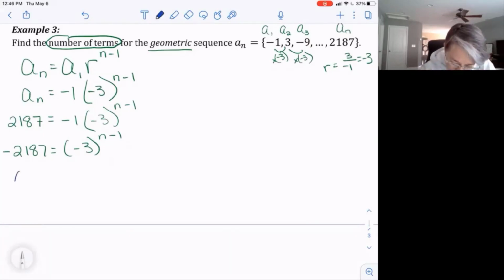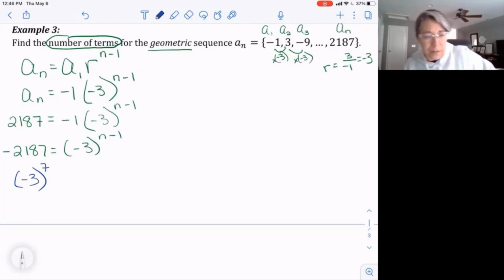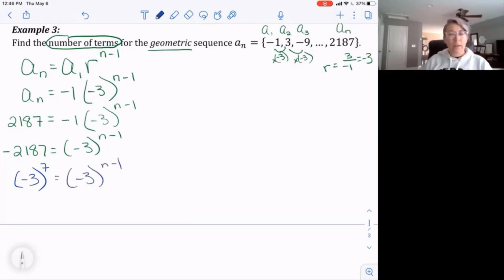So we can write 2187 as -3 to the 7th, okay? Use your calculator here. This isn't like, oh, obviously 3 to the 7th is 2187. Use your calculator, go, okay, 3 to the 5th, 3 to the 6th, or break down 2187. See how many 3's there are. So we get -3 to the n minus 1. So that tells us that if the bases are the same, then our exponents must also be equal. So we get n equals 8.